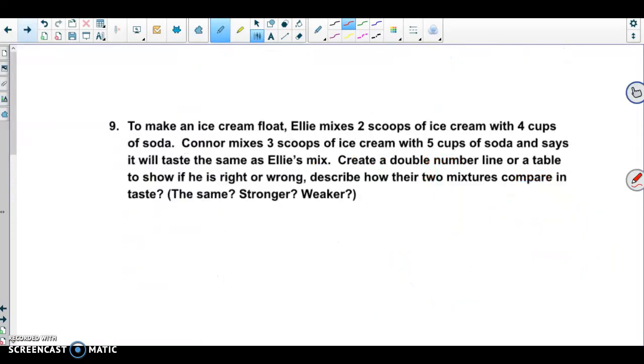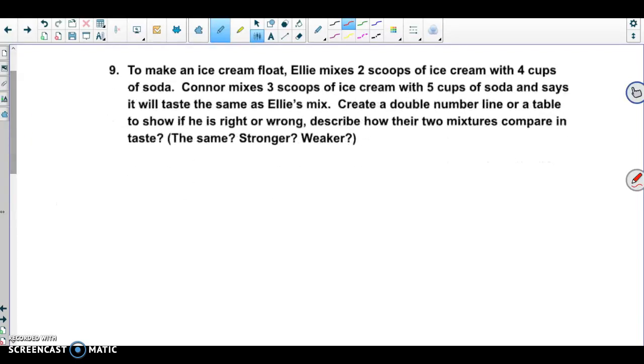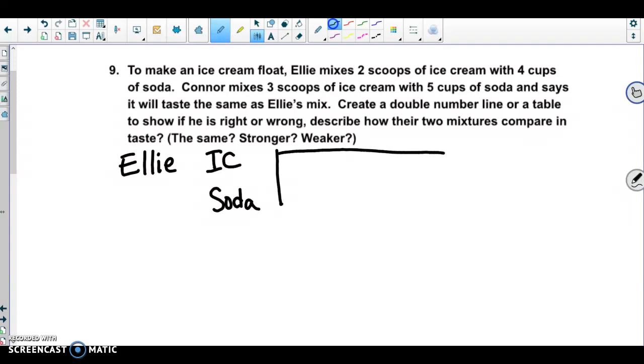All right, numbers 9 and 10 are kind of related. They go together. We're talking about making an ice cream float. Ellie mixes 2 scoops of ice cream with 4 cups of soda. So I'm going to start here by looking at Ellie's mixture. She has ice cream and soda, so there's my IC for ice cream and then the S for soda there.